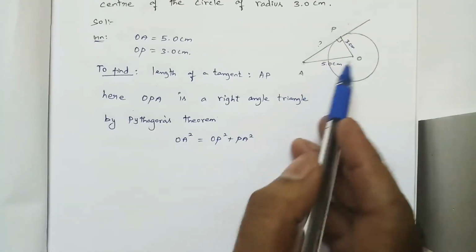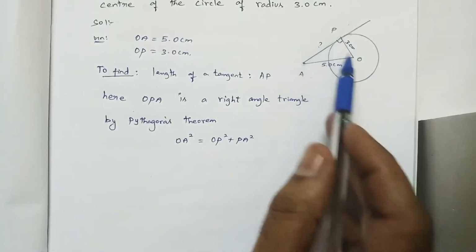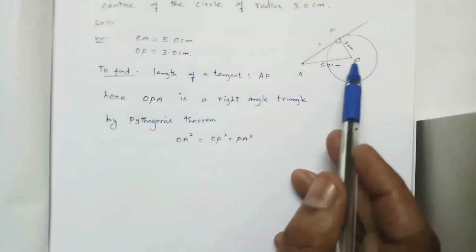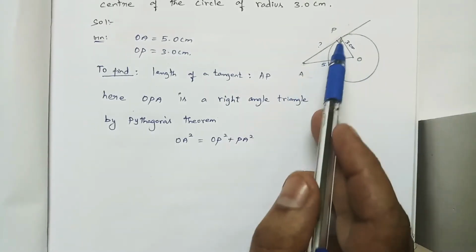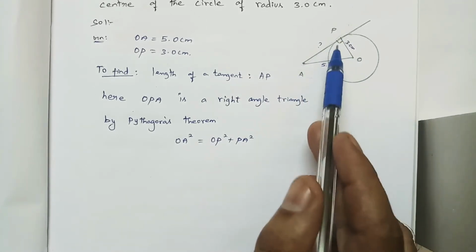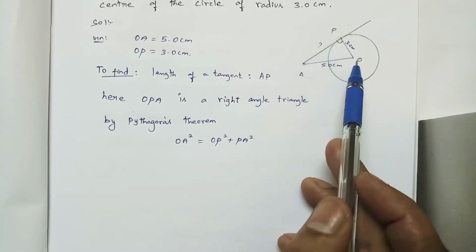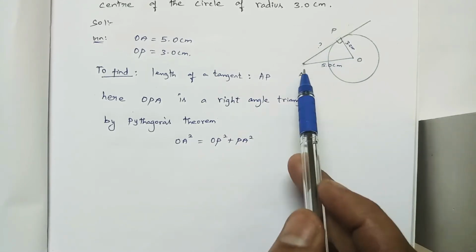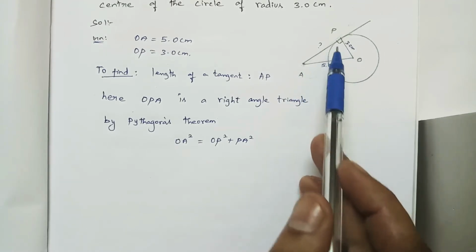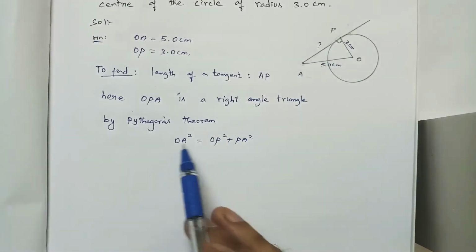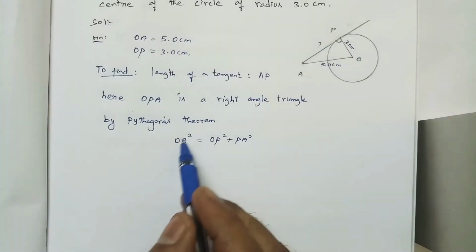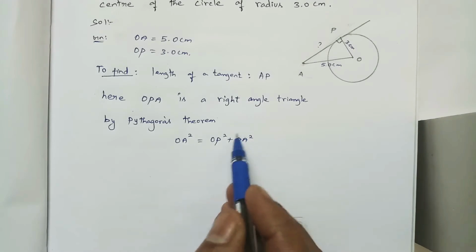See here, OPA is a right angle triangle. So by using Pythagoras theorem, hypotenuse square is equal to adjacent square plus opposite square. Which side is opposite to the right angle? OA is the side opposite to the right angle, so OA is the hypotenuse. So OA square is equal to OP square plus PA square. Now we know the value of OA and OP. Substitute and simplify, and we'll get the value of PA.